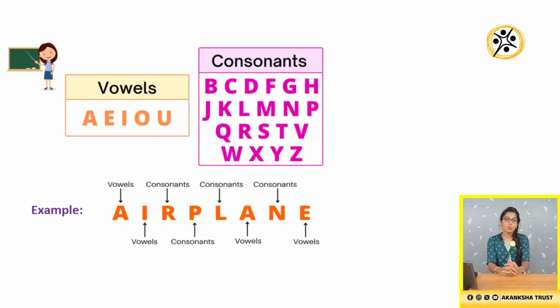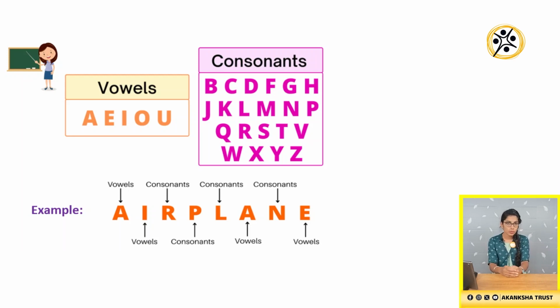You must also know what vowels and consonants are. The letters A, E, I, O, U are called vowels. And what are consonants? All the letters except A, E, I, O, U are called consonants. In the example airplane, A is a vowel.